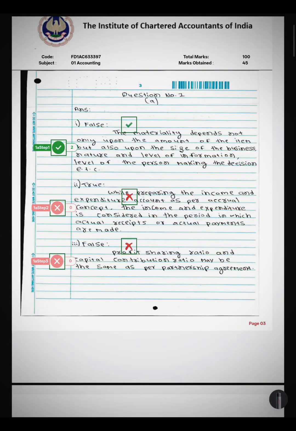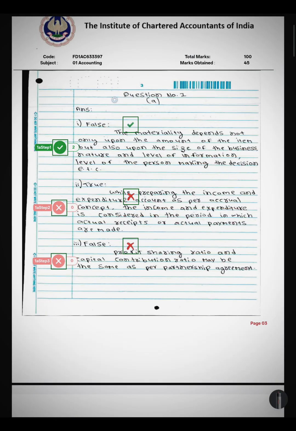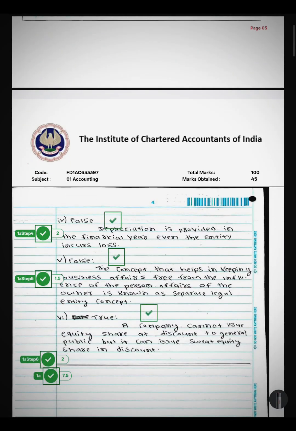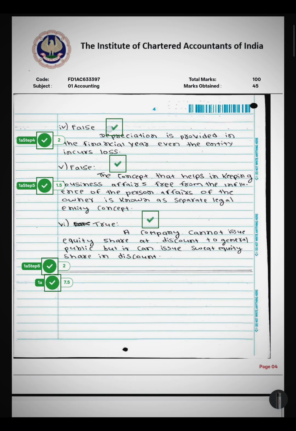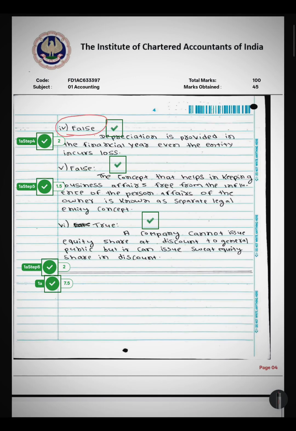As you can see, I started with question number 1, which is true and false. In number 1 I made it right and got 2 upon 2, and in number 2 it is wrong and I scored 0. In the third also I scored 0, and after this I went to number 4 and again I was able to score 2 upon 2. In number 5 I was able to score 1.5 marks, and the last one also I made true and scored 2 upon 2.